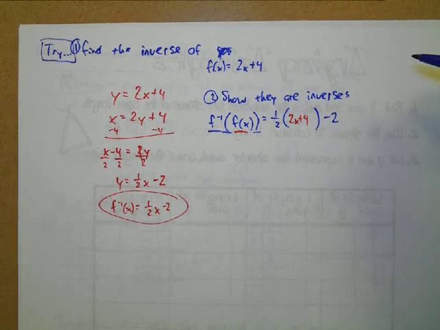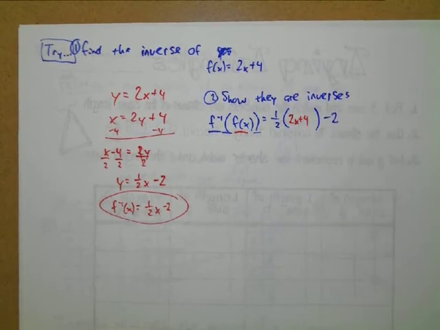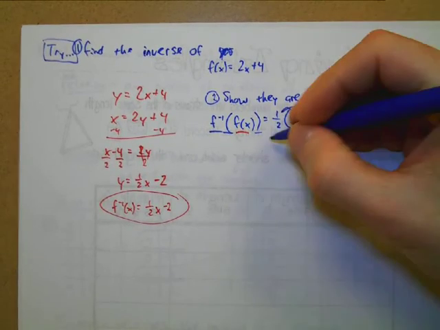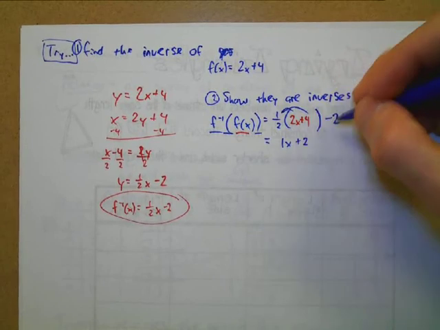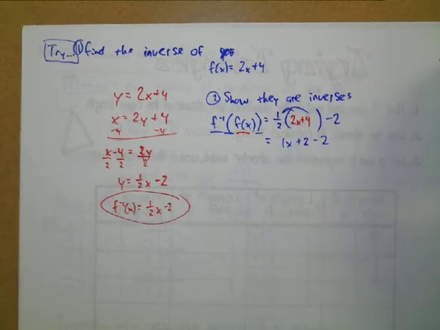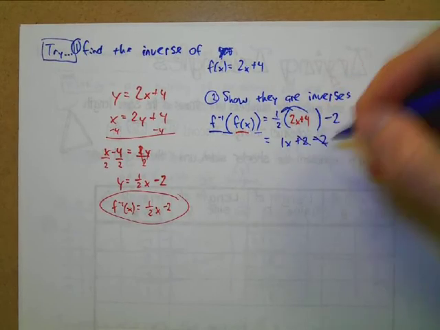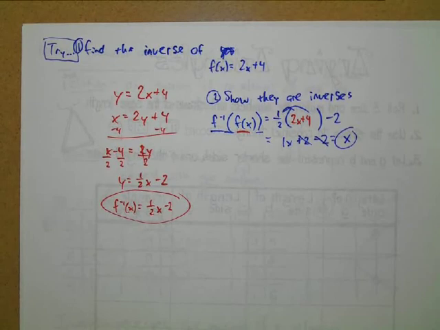Now we have some simplification that we can do. What should I do with this 1/2 in front of the parentheses? Distribute it, yeah. So 1/2 times 2 is 1x. 1/2 times 4 is 2. And then I have this minus 2 I have to bring down. What can I combine here? The 2 and the minus 2 cancel out, and so I'm left with just plain old x. Did the inverse undo my function? I got just x, so the answer is yes, this is good. But we're not done yet.